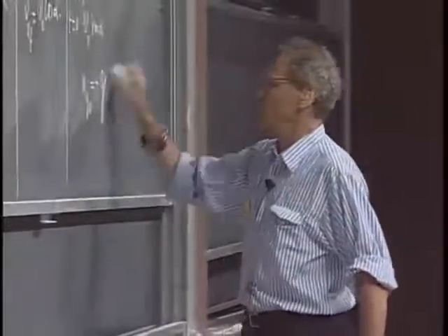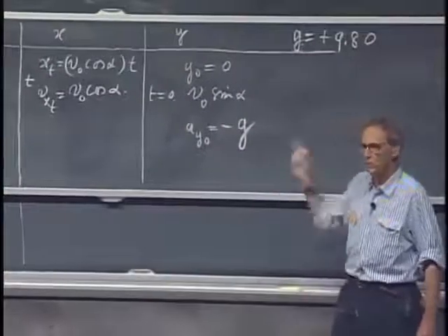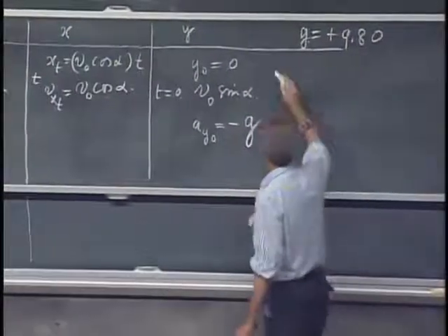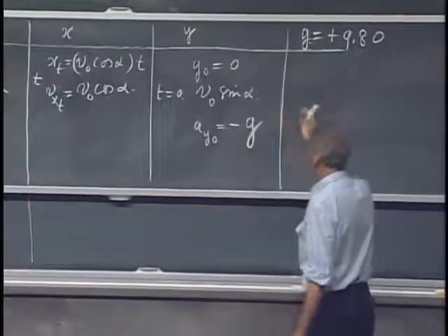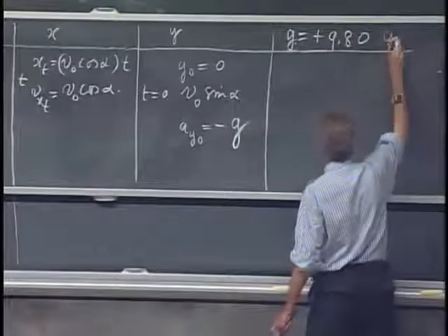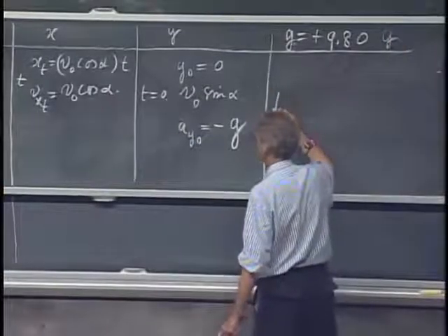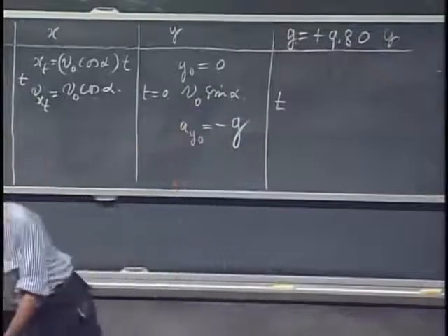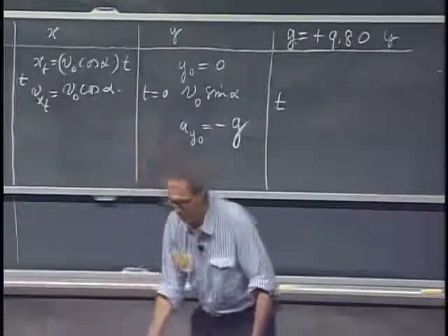Minus 9.8, which I will also say always call minus g, because my g is always positive. So it is minus g. So that tells the story at t equals 0 in the y direction. And now we have to complete it at time t equals t. At time t equals t, we have the first line there.